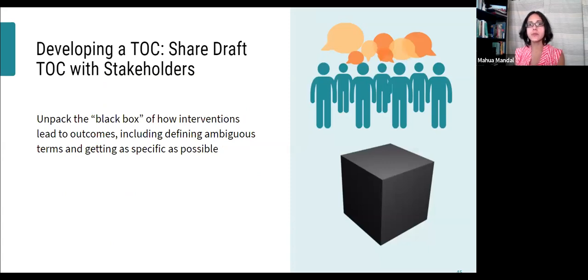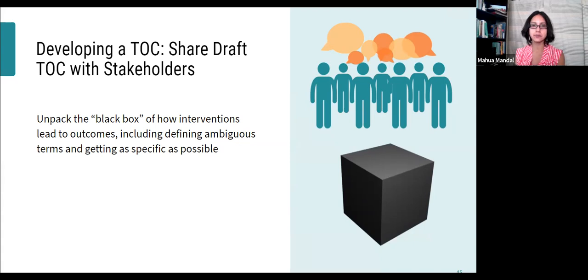One of the most important parts of meeting with stakeholders, whether it's in this big meeting or, again, iteratively through email communication and phone calls and smaller meetings, is unpacking that black box of how interventions lead to outcomes. And what's most important here is defining ambiguous terms and getting as specific as possible.